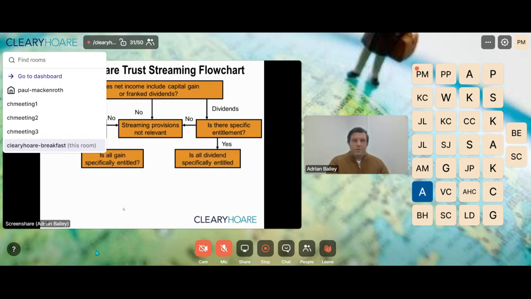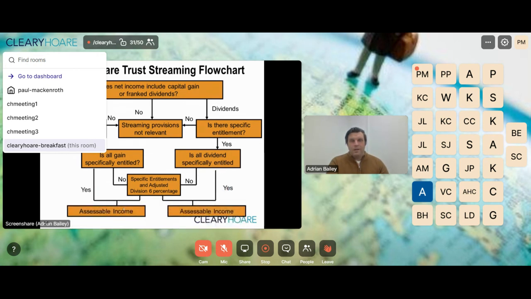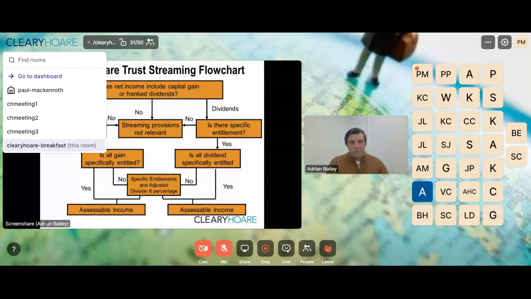If yes, then we need to make sure that it's all specifically entitled. If that answer is no, if that's not all of the dividends or all of the gains specifically entitled, then we would have a component of specific entitlements and adjusted Division 6 percentage. If it's yes, then we're streaming properly and we're making sure that our assessable income is ending up where we want it to be. So in the case of our example, the capital gain in the hands of Peter, the entire capital gain, so he can use the discount capital gain, and the income in our company, so it's taxed at the company tax rate.